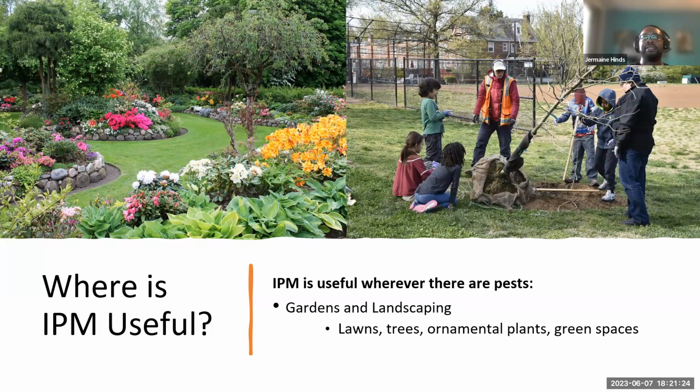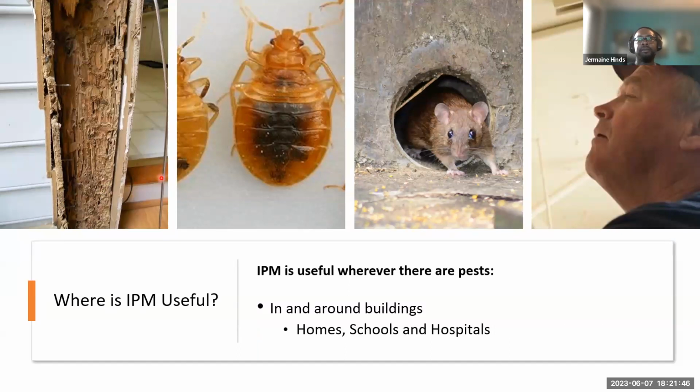So in a lot of these gardens and landscaping, we know the usual suspects like Japanese beetles and all kinds of things that can get in here and cause problems. There are different diseases, weeds like dandelions and things like that that can be a nuisance in our landscaping areas. IPM is also useful in and around buildings, right?